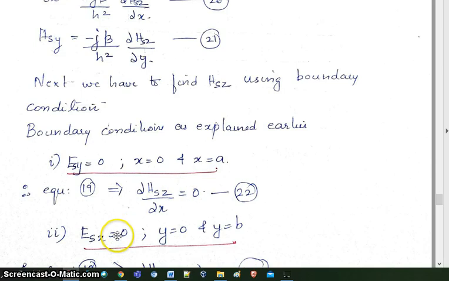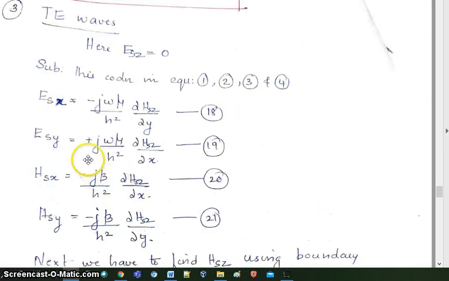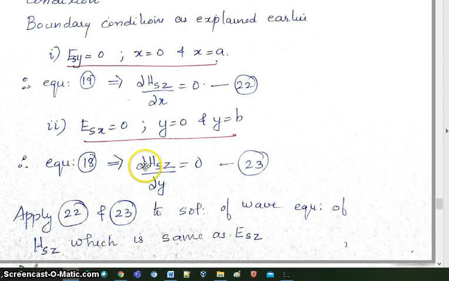Similarly, you know Esx is equal to 0 for y equal to 0 and y equal to b. So when I substitute this condition in equation 18, what happens to equation 18? This term becomes equal to 0. So I can write dou Hz by dou y is equal to 0, right? That is written here.